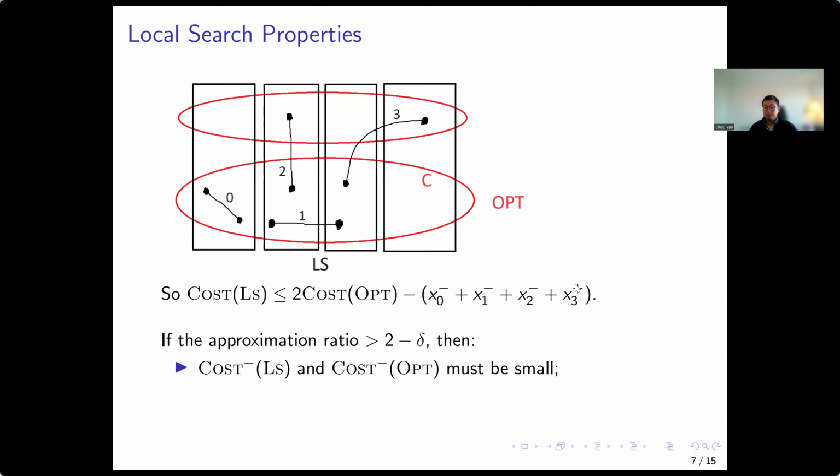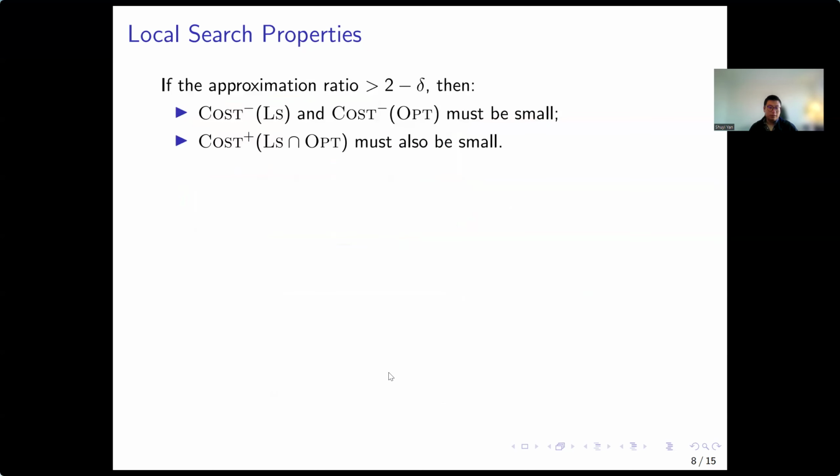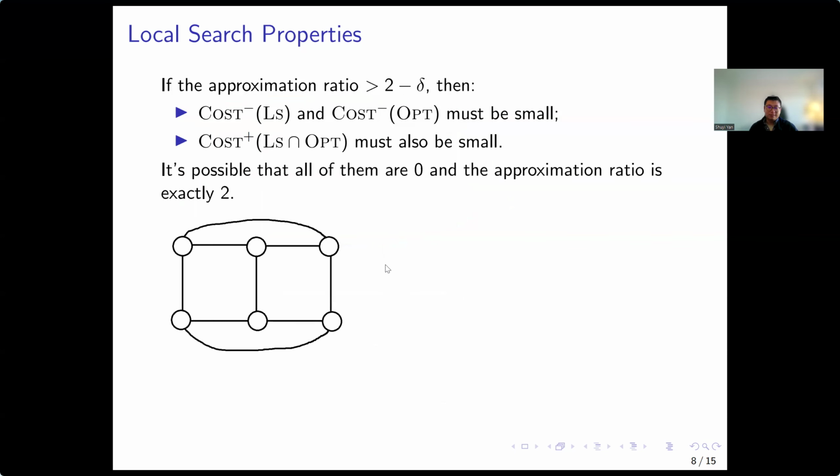And also this x3 plus, this is the common plus cost of our solution and optimal solution. So here I just use this notation to mean the number of plus edges which are paid in both solutions. Okay, so we know that these 3 terms must all be small. Well, this means the local search solution must be very different from the optimal solution. Well, is this possible? Well, it is.